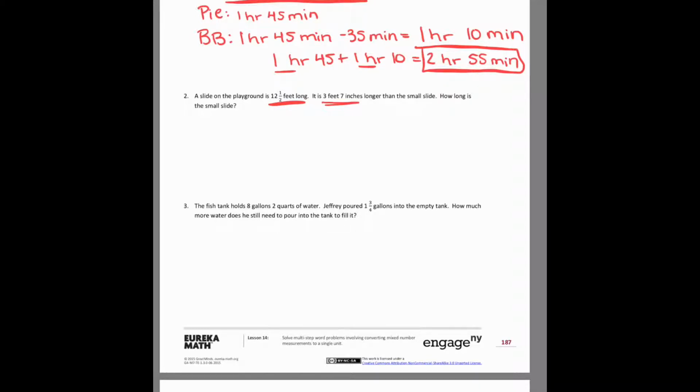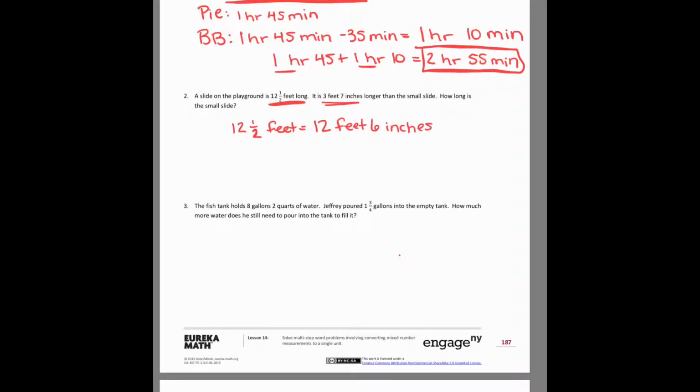So I'm going to say 12.5 feet minus 3 feet and 7 inches. Well, 12.5 feet, what does that mean? We want that in feet and inches. Well, if a foot is 12 inches, then half a foot is going to be 6 inches. It's kind of what we did in the last lesson. We know that half of a foot is 6 inches. So 12 feet 6 inches is what we have for the first slide.